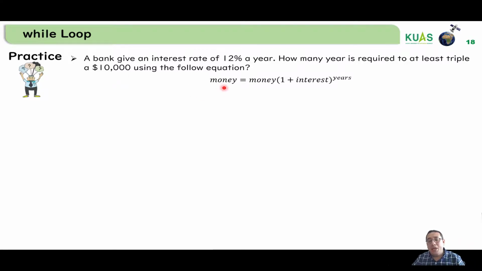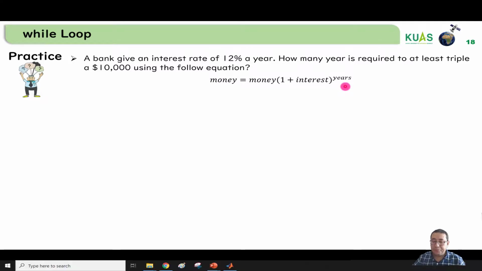So the equation is the final money, or the total money, is equal to the initial money multiplied by 1 plus the interest, which is 12%, to the power of the years. And of course, we don't know the years, and we need to loop for this equation several times, but we don't know how many loops we need, so this is the reason we use the while loop. Let's write the code in MATLAB.